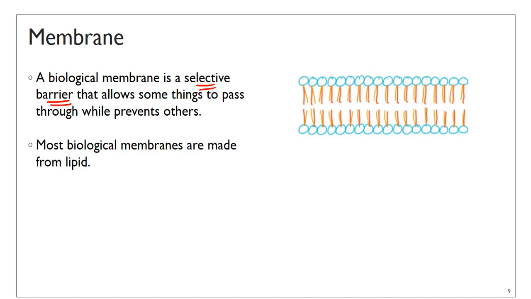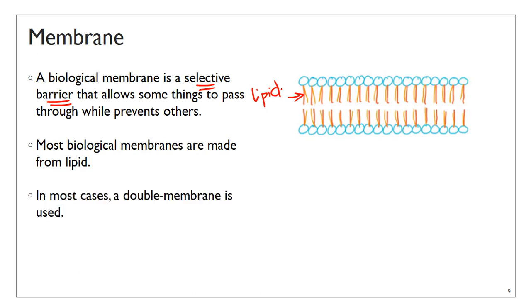Most biological membranes are made from lipid. This is an example of a membrane. This is a lipid part, by the way. Again, I'm not going to go into the chemistry of it. It's a little bit complicated and a little bit beyond the scope of year 10. But I think any of you who's doing year 11 biology probably heard this before. In most cases, a double membrane is used. So this is actually a double membrane. So we tend to just draw it like one line for one membrane and another for another membrane. But sometimes you draw both and you just say this is a double membrane.